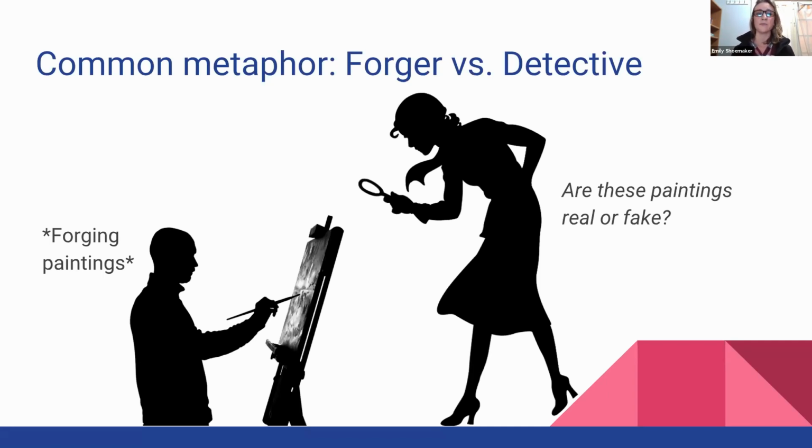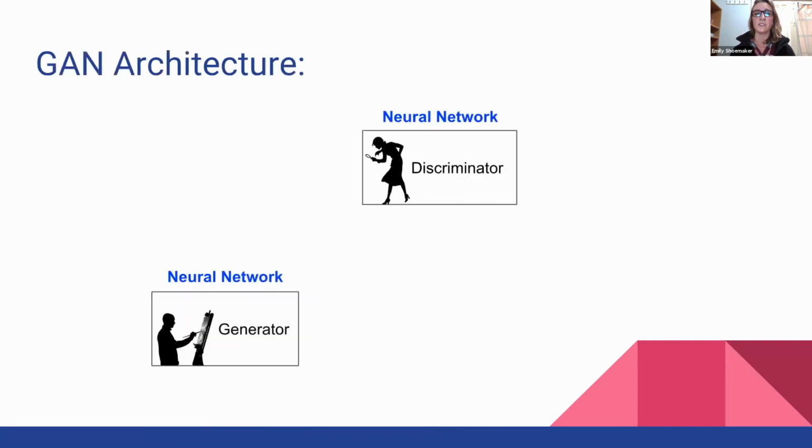And the concept is pretty simple. The forger's goal is to make something so realistic that the detective can't tell it's fake. And the detective's goal is to correctly identify real from fake. So in GAN architecture, the detective is called the discriminator and the forger is called the generator. And they're both neural networks that are pitted against each other in this zero-sum non-cooperative game.